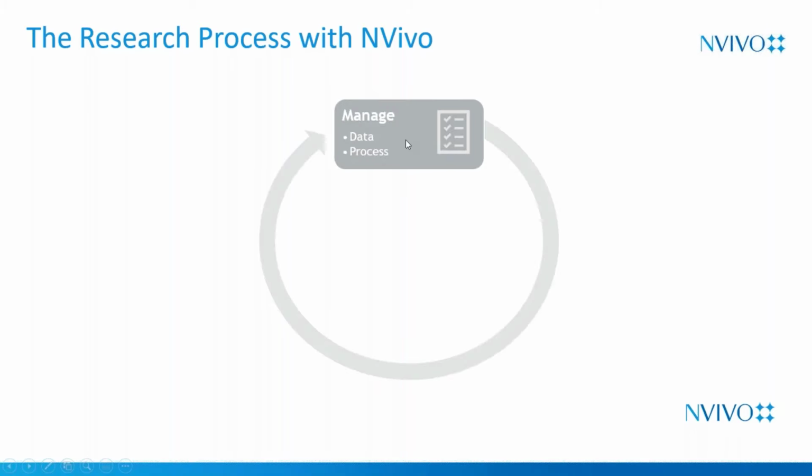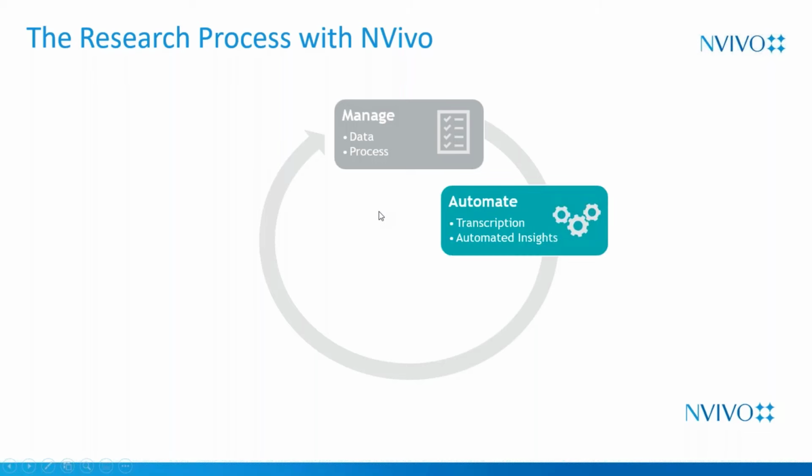I think it's helpful just to talk about the research process with NVivo overall. So one thing NVivo can definitely help you do is manage your data or your lit review journal articles and your research or lit review process. It doesn't dictate to you how you work, but it can help you organize. We also have some automation tools. So we have NVivo transcription, which I'm not showing today, but you can definitely go to our website and learn more about it and get a trial.